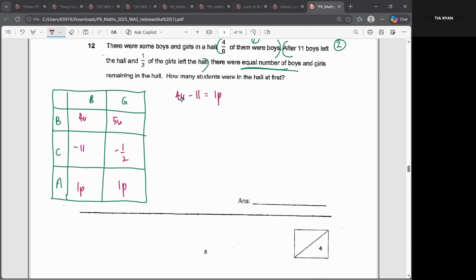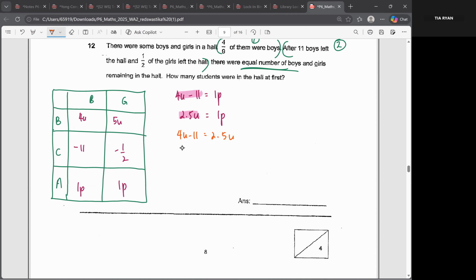Second one is 5U, but it's not minus half, because half of the girls left. It means what? Half of 5 left, which means 2.5U is 1 part. Agree or disagree? Then you realize if 1 part equals this and 1 part equals this, I can equate them together, yes or no? Saying that 4U minus 11 equals 2.5U.